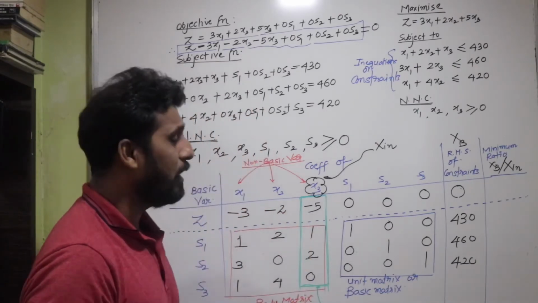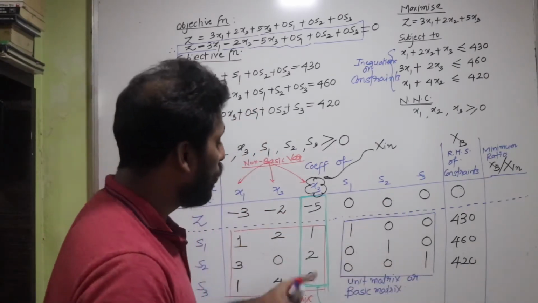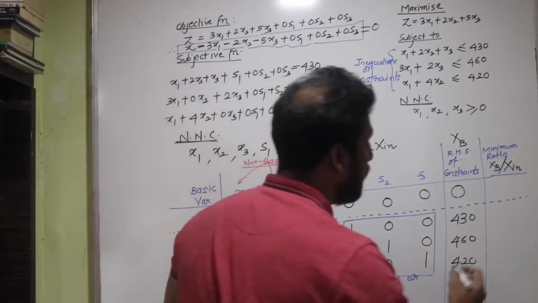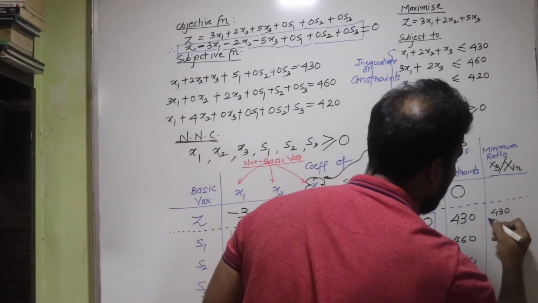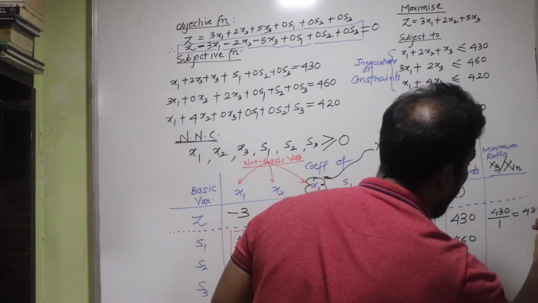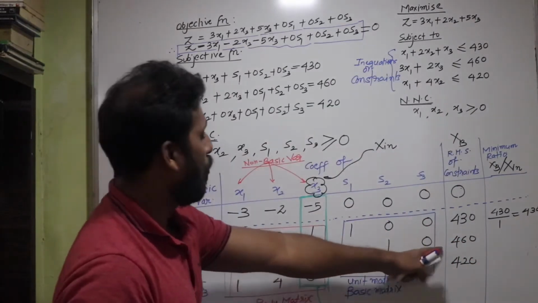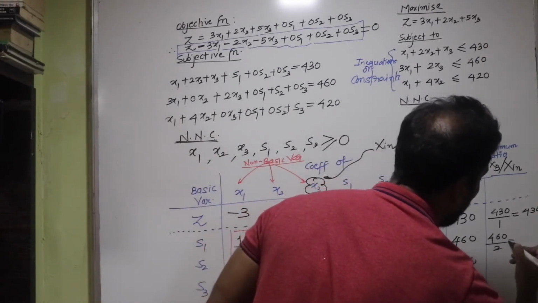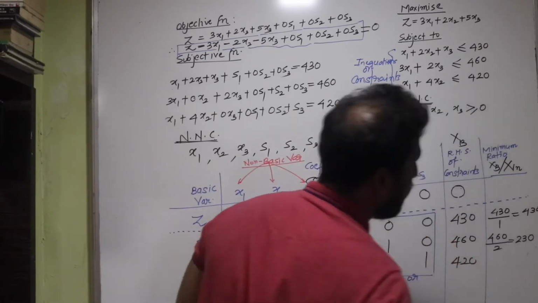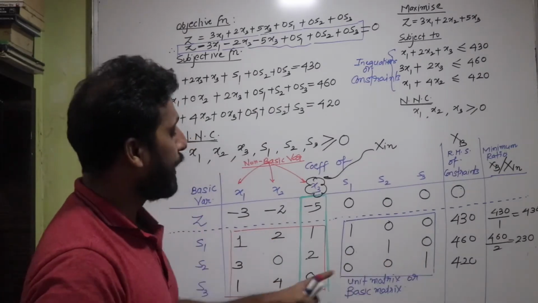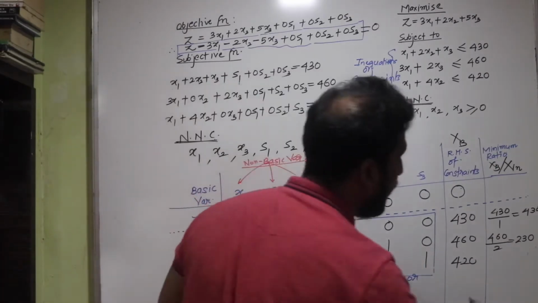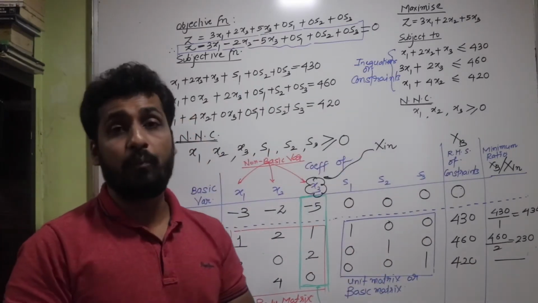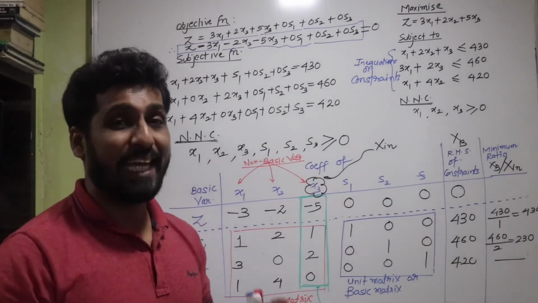So at this moment, I'm going to get xb upon xn. Let's see what xb upon xn is. That's 430 upon 1, so it's going to be 430. Then 460 upon 2, that becomes 230, and then 420 divided by 0 is going to give me infinity. So no need to take the last ratio. The last ratio has been completely ignored because it came infinity.